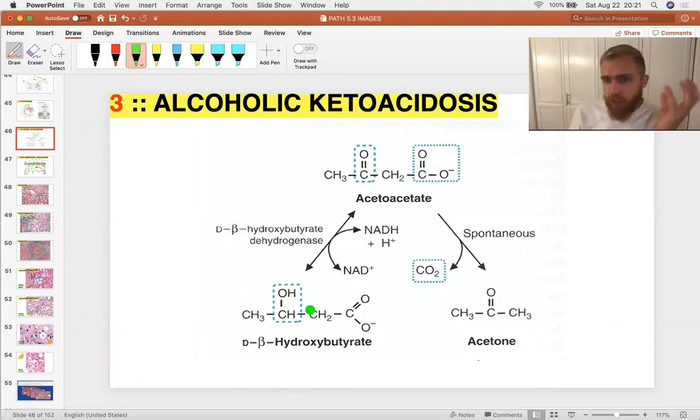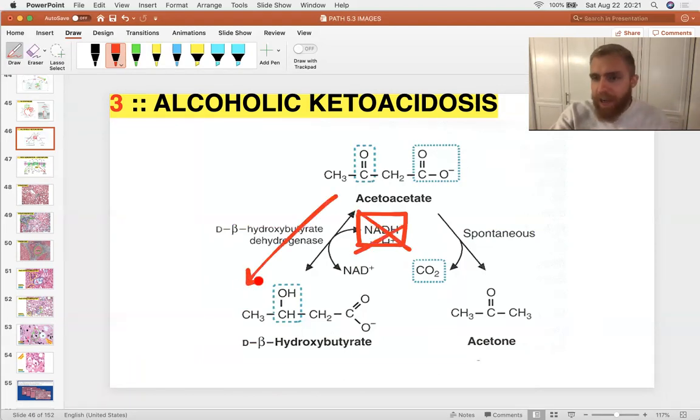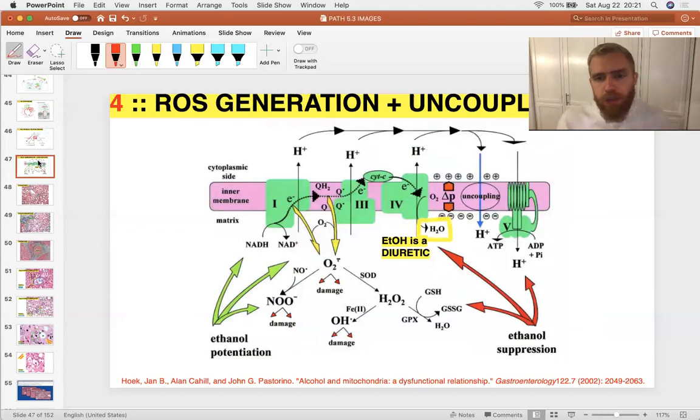So the lactic acidosis, a little bit of lactate involved in that, a little bit of beta hydroxybutyrate involved in that. Why? Because this is an NADH dependent reaction. So if you've got a ton of NADH, you don't need to make more NADH. You're sending it straight to beta hydroxybutyrate. So that's another mechanism.